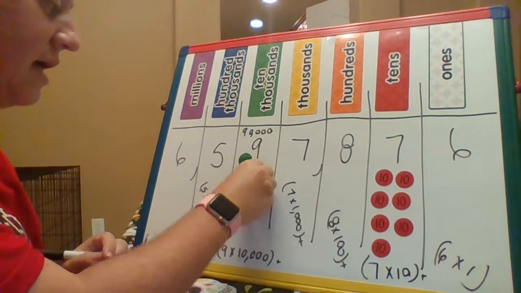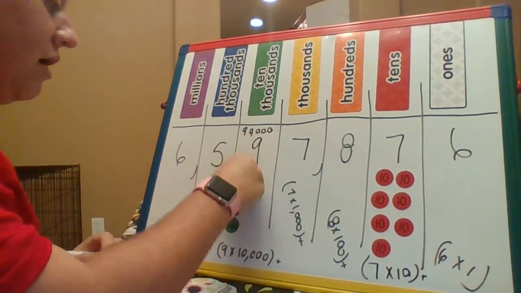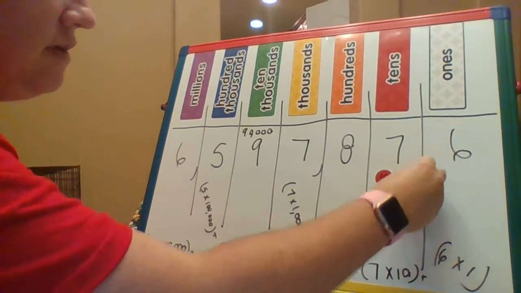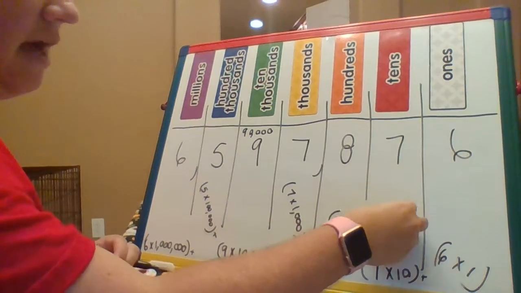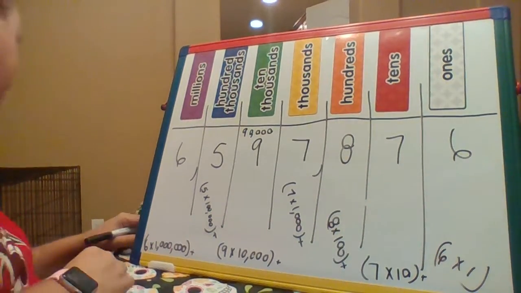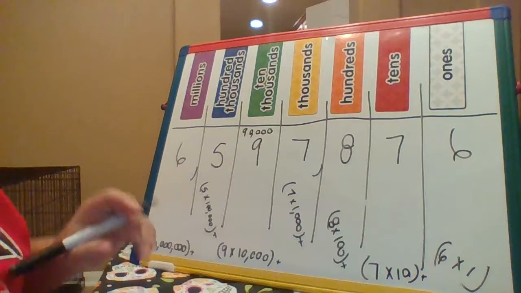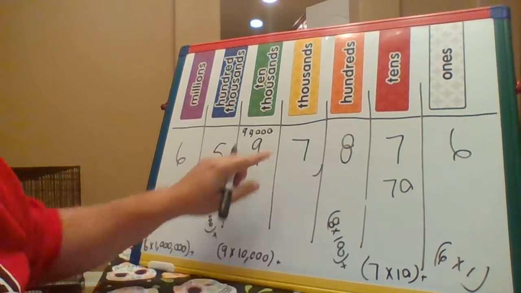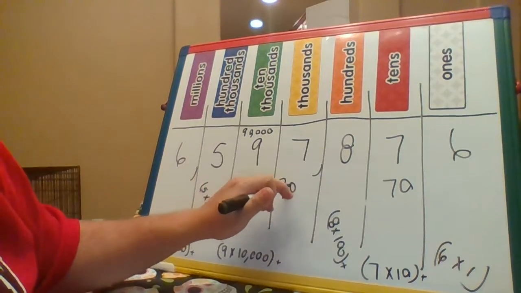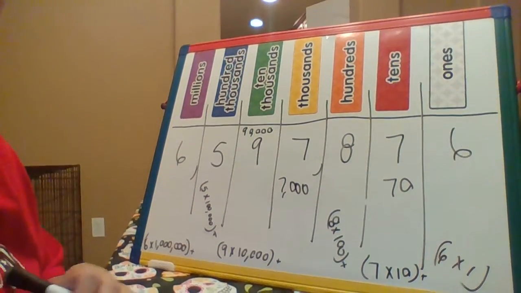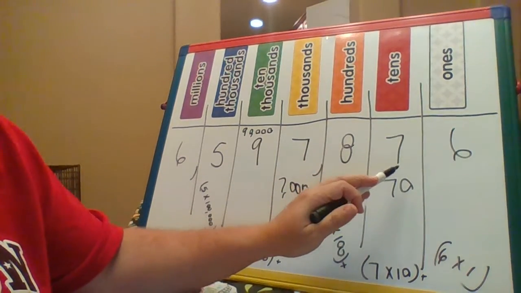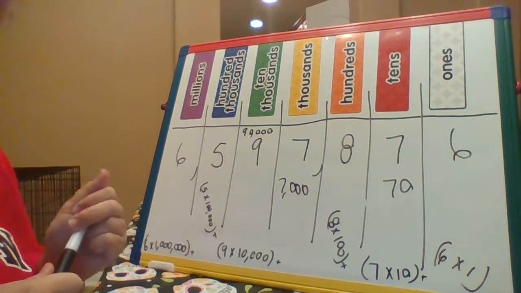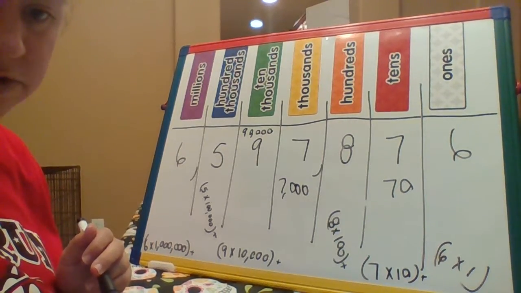So because a digit is in a certain spot, it has a certain value. If we have a 7 in the tens, that value is only 70. But if we have a 7 in the thousands, the value is 7,000. So because a number is in a certain location, it means a certain thing. So we have to be very, very careful of that, okay? All right, let me pause right there.